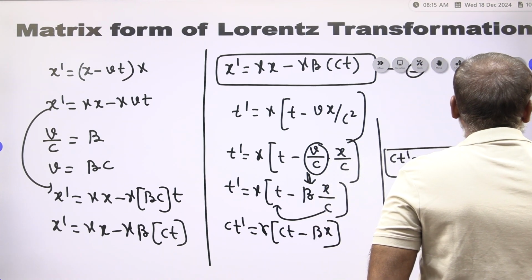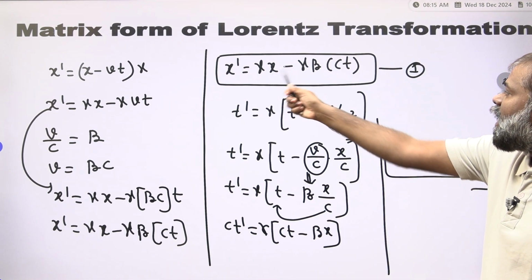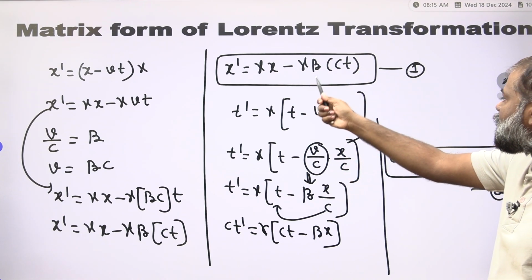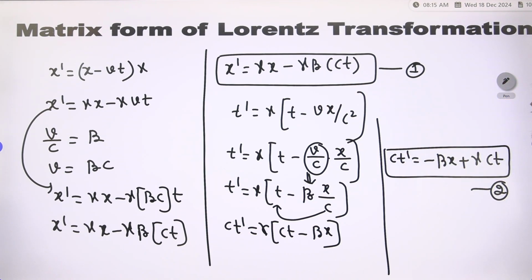So based on these two equations, the first equation is x dash is equal to gamma into x minus gamma beta into Ct, and Ct dash is equal to minus beta into x plus gamma into Ct. Based on these two equations, I have to make the matrix form. How do we make the matrix form? Once you see here.